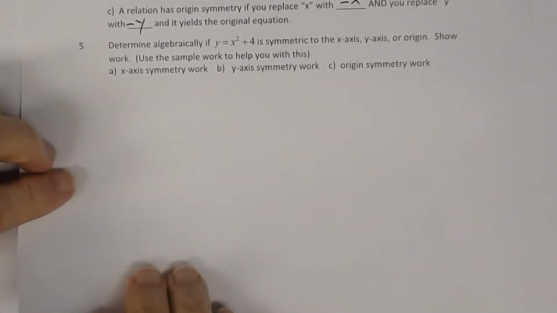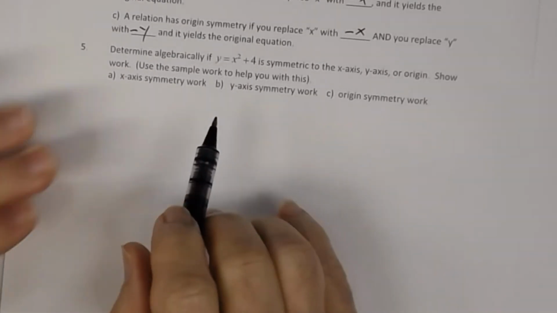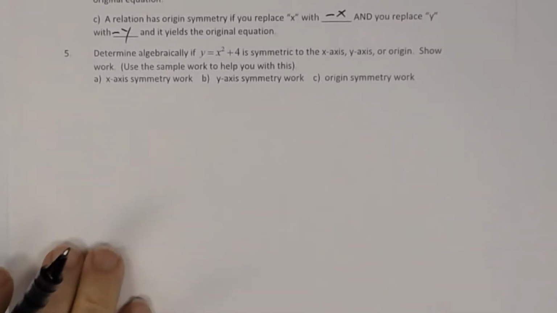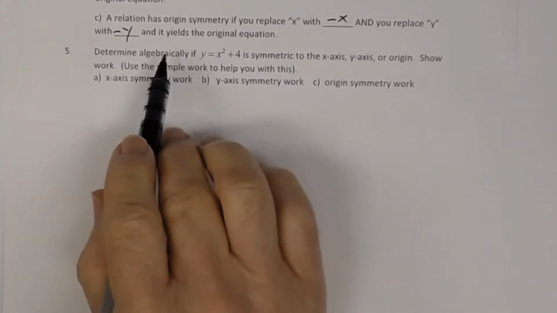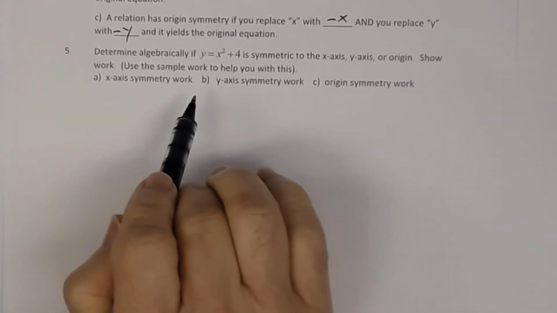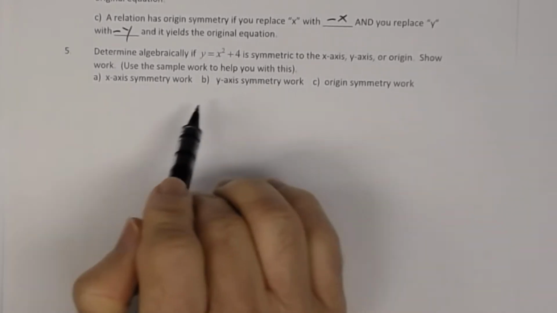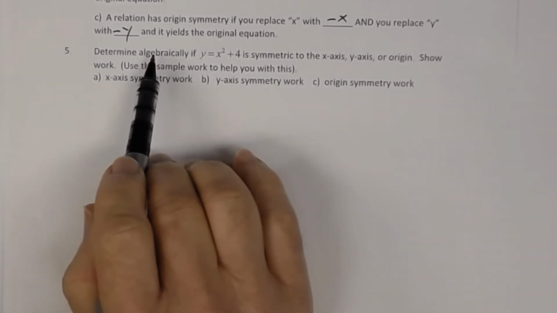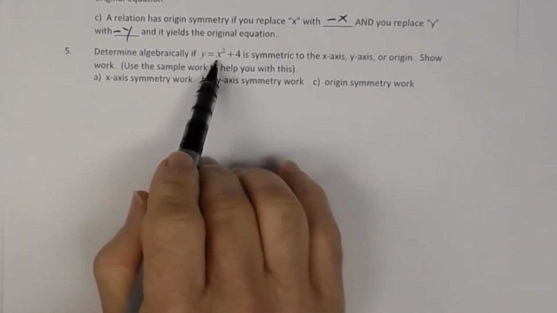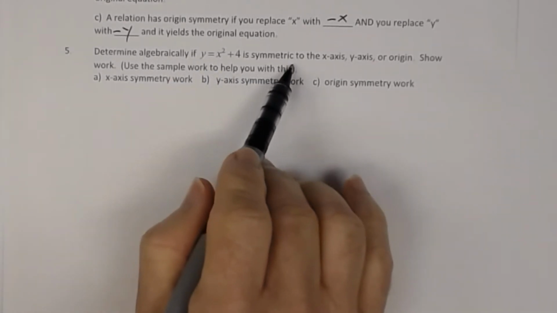Now let's go ahead and go to number 5. Now number 5 makes you understand how to do this algebraically. They're not asking you to look at the graph. They're asking you to determine algebraically. So don't draw the graph of this and think that's all you need. You always must read the directions. The direction says determine algebraically if y equals x squared plus 4 is symmetric to the x-axis.